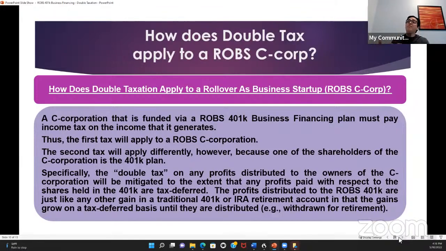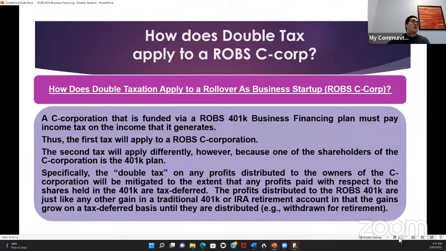Let's say that you own 80% of the company through the 401k and 20% in your own name, right? So it's different than the initial scenario where you own 100% of the C corporation stock in your own name. Here, if you own 80% of that C corporation stock, then 80% of those distributed profits, so like we're saying $75,000, would go back to your 401k.